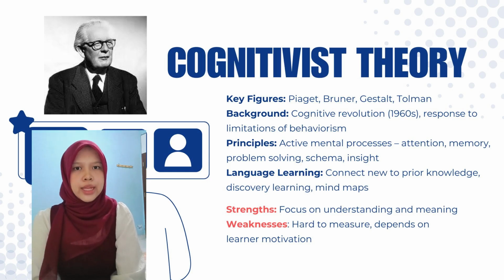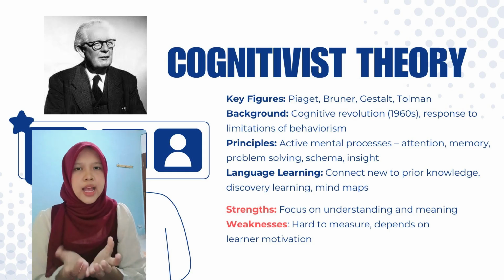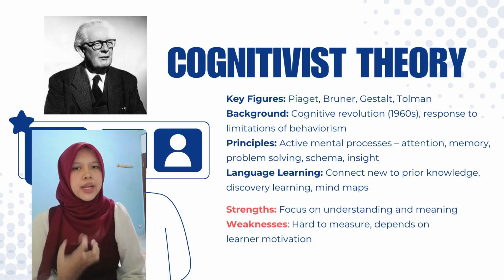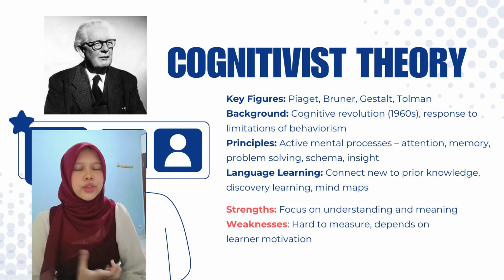Piaget explained this with assimilation and accommodation, adding new info or changing old ideas. Gestalt psychology showed how learning can come from seeing the whole picture and having an aha moment. Tolman added a new idea of cognitive maps, where our brains build mental maps to guide us in new situations. In English learning, this means activities like making mind maps, connecting vocabulary, or discovering grammar patterns by themselves. The strength is that students really understand what they learn. The weakness is it's hard to measure and depends a lot on student motivation.